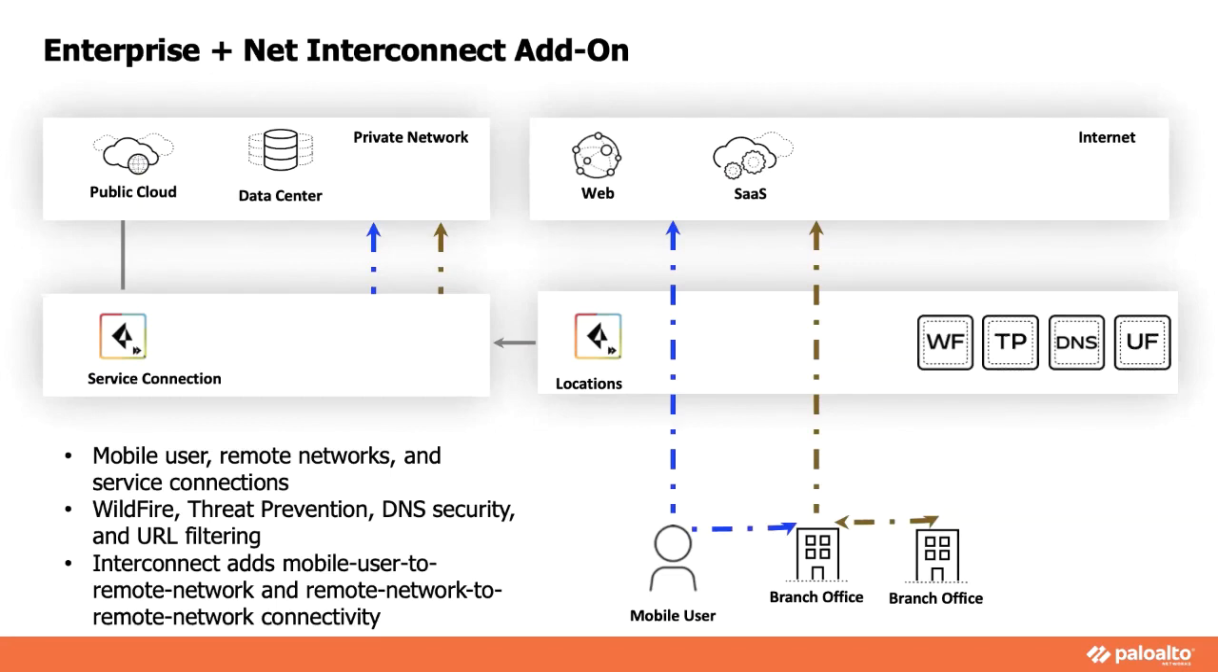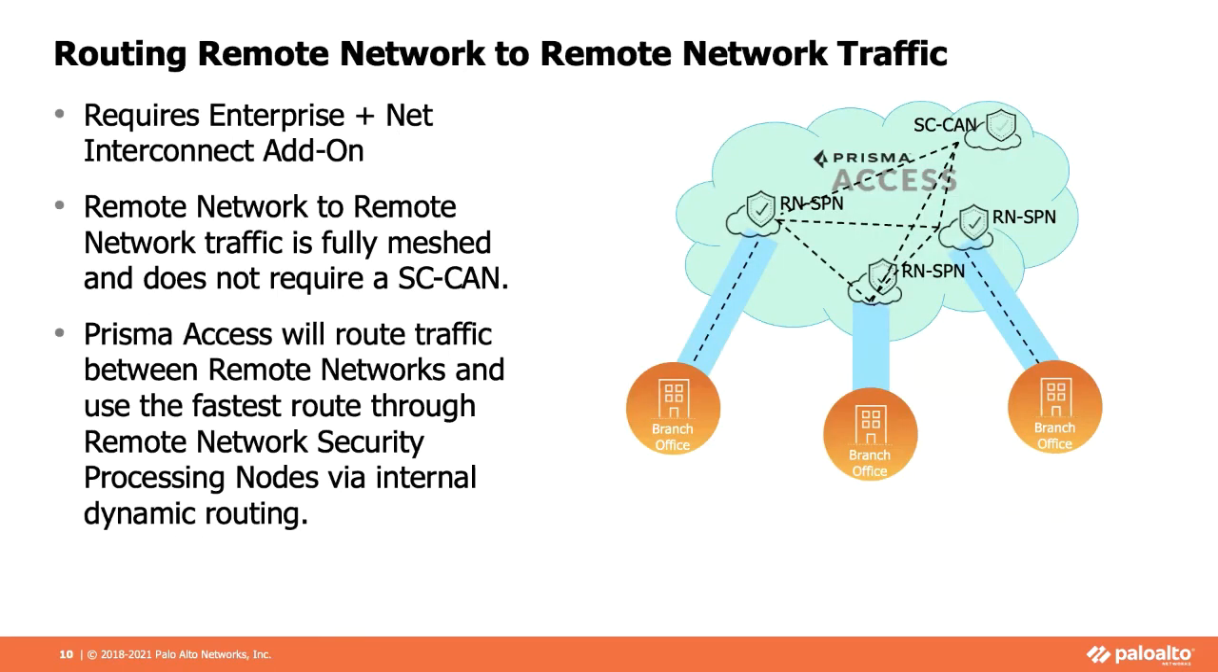So let's talk about some of these options that now are available to you. First of all, if we have the Net Interconnect add-on and we have the enterprise licensing, then we have the ability to have remote network to remote network connectivity. So, I have a user in one branch office that needs to talk to a user in another branch office. Now we can use Prisma Access to do that.